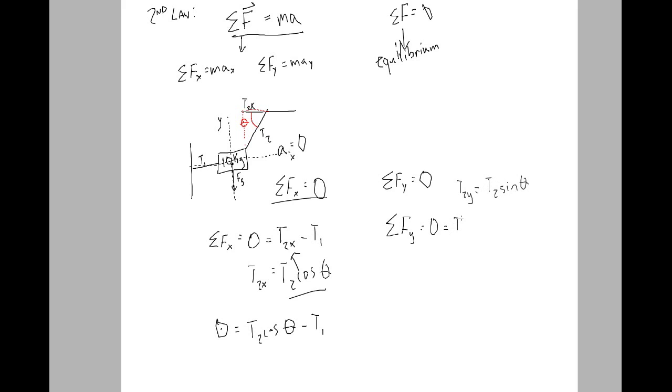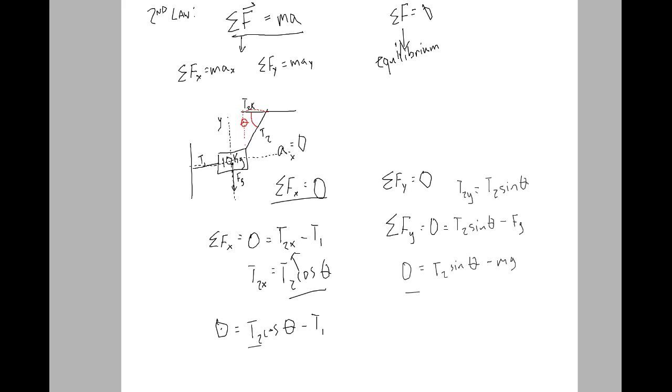So, summation of my forces in the y direction, T2 sine theta minus the force due to gravity. Well, the force due to gravity is going to be mg, so I've got 0 equals T2 sine theta minus mg. Now, I've got two equations and I've got two unknowns.